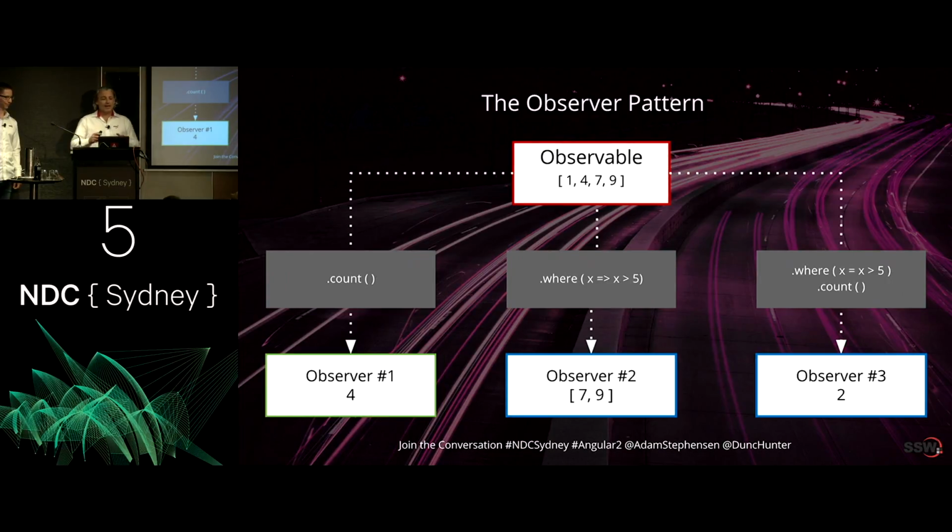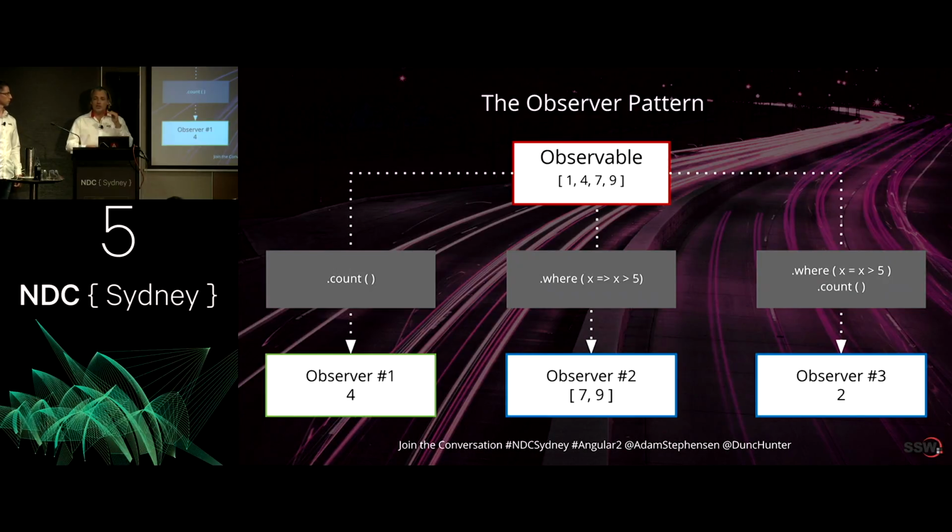Now, let's say I took my observable and let's say that I had an array. What we can do in observers is we can actually apply different functions. So let's say my observable was an array. I can go and apply a count function, and the value that's going to be emitted is the value 4 on the array that I have of 1, 4, 7, and 9. I could apply a filter and say, just give me the values that are greater than 5. So I'm getting 7 and 9.